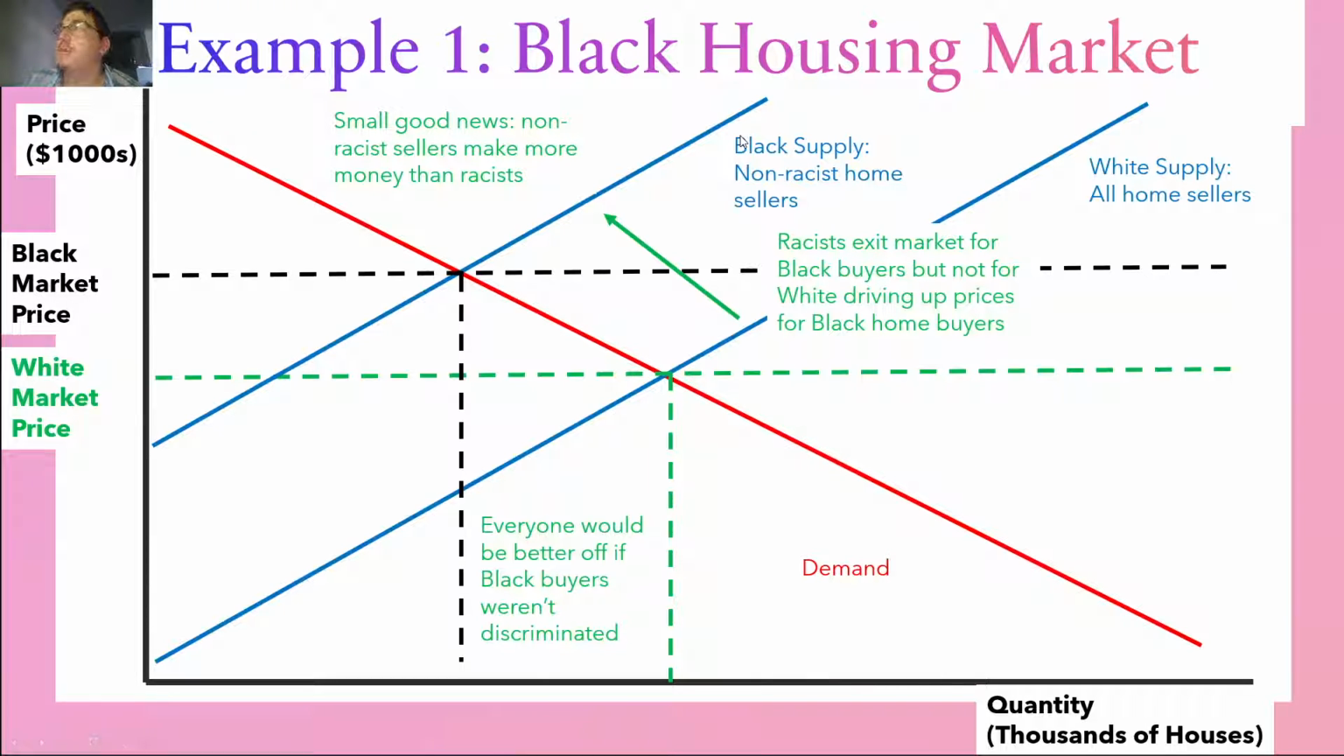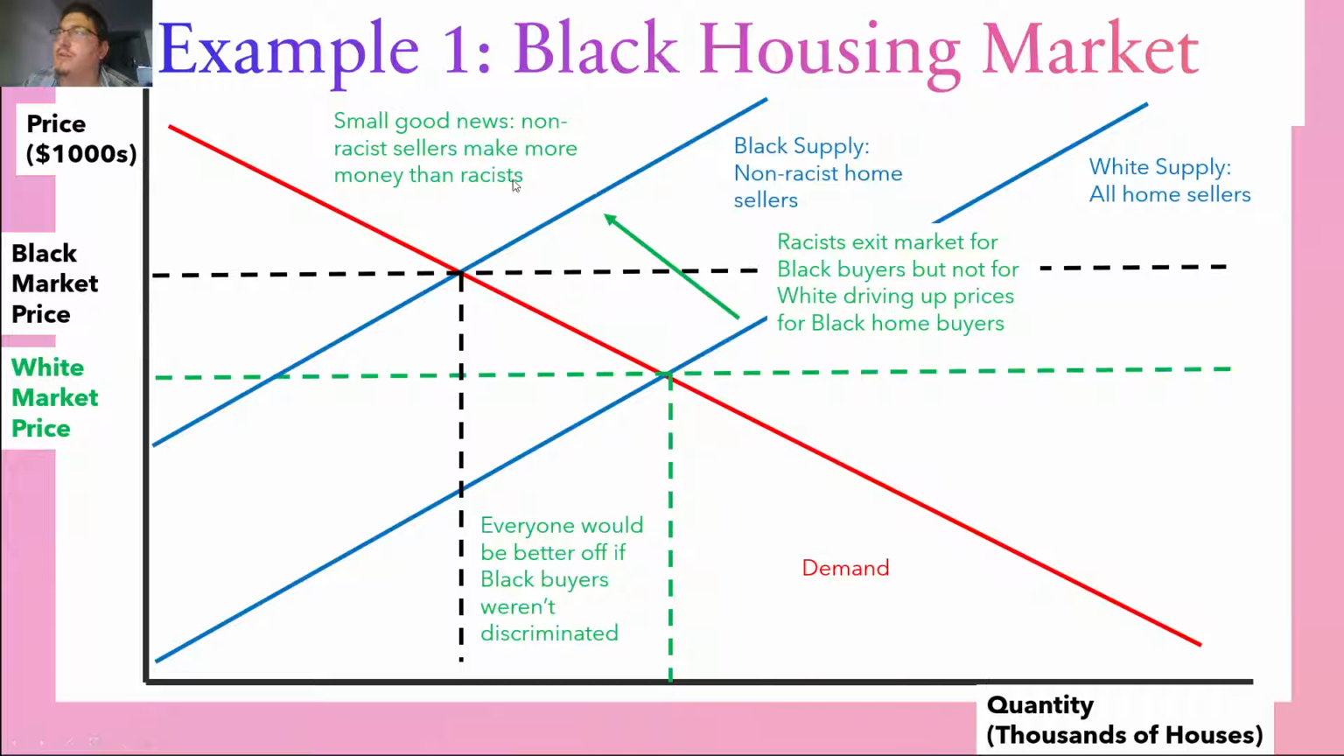This is a huge motivator for essentially why blacks were unable to accrue wealth across most of the 20th century, 1900s, even after slavery was repealed in the 1800s, and even after Jim Crow was repealed in 1960s. So we have white supply, which basically includes all home sellers, and then black supply, which is only the non-racist home sellers. So racists exit the market for blacks, but not for the whites, and that drives up the equilibrium price for the blacks compared to the whites.